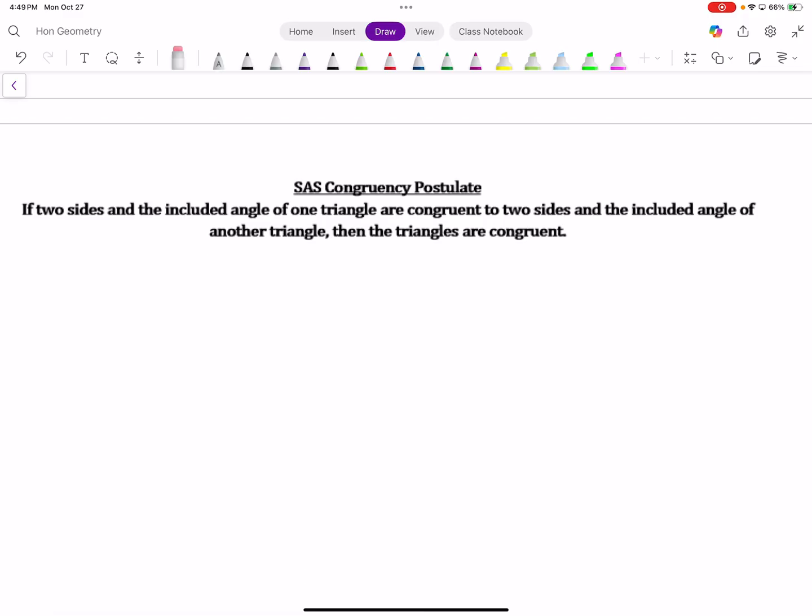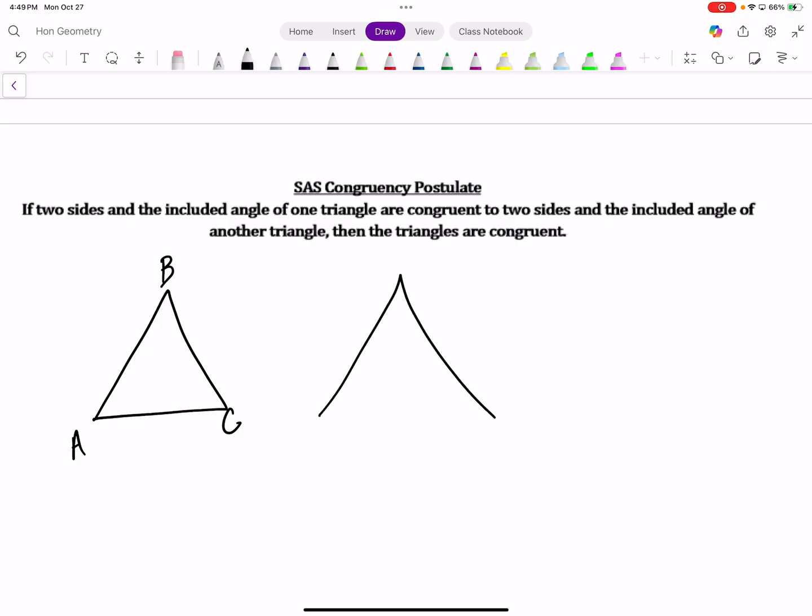Okay? All right, so the next postulate, again, we don't have to prove it, but if we have side-angle-side, so let's say we take one triangle, we'll call it ABC again, and another triangle that we'll call DEF.